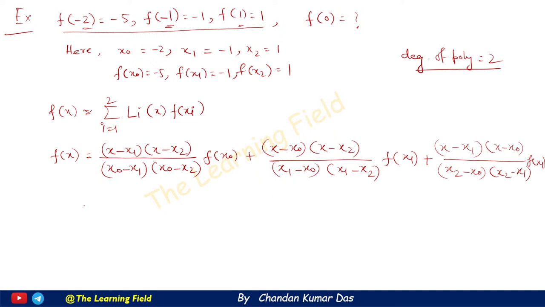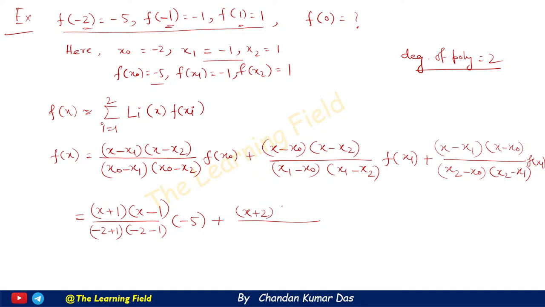Now we put the values of x0, x1 and x2. So this is equal to x plus 1 into x minus 1 by minus 2 plus 1 into minus 2 minus 1, into f of x0, which is minus 5, so this is into minus 5. Plus x plus 2 into x minus 1 by minus 1 plus 2 into minus 1 minus 1, into f of x1, whose value is minus 1, so this is into minus 1.